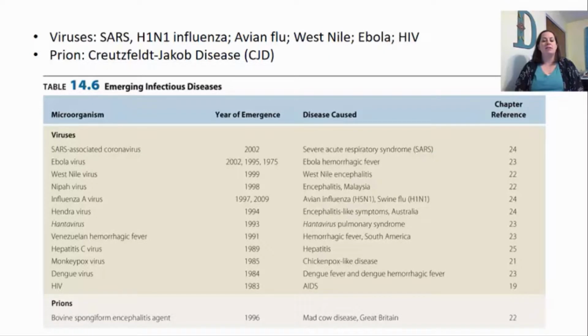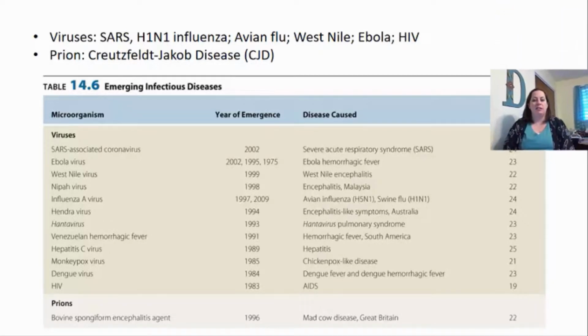With the viruses, this includes SARS, H1N1, which is a type of flu or influenza, avian flu, West Nile virus, Ebola, and HIV. If you'll notice, like for Ebola and even for influenza A virus, you'll notice that the years of emergence, there's more than one. This tells you that it may have come in a cycle, and we may need to figure out why they are a little more cyclic in that sense. For the prions, this is the Creutzfeldt-Jakob disease, or the CJD.